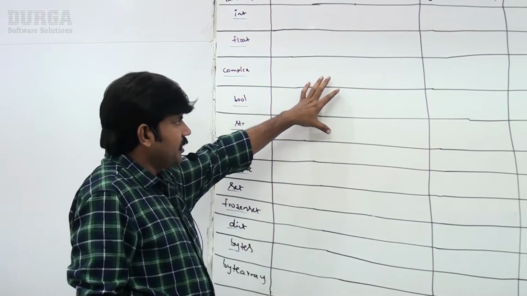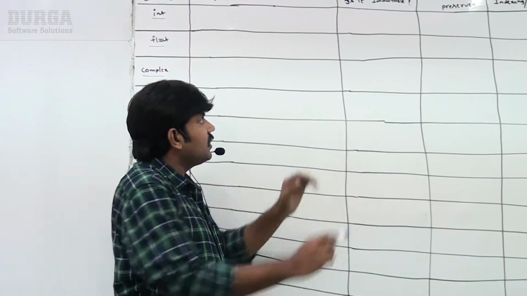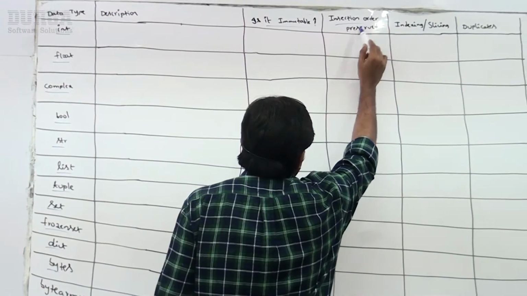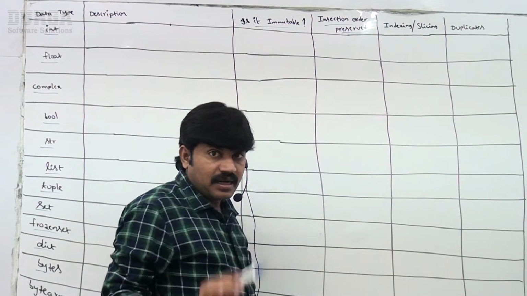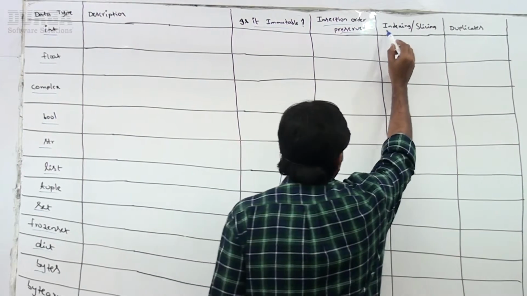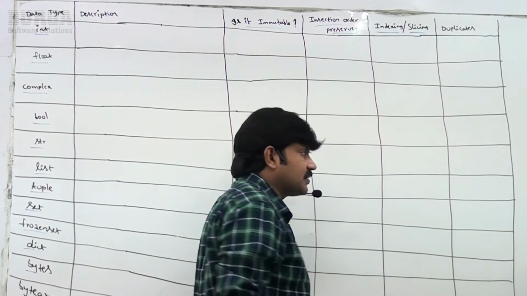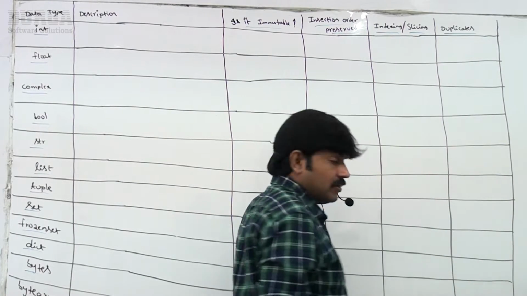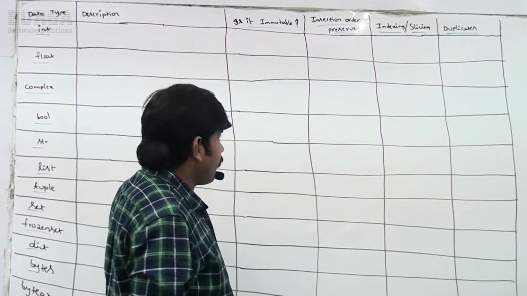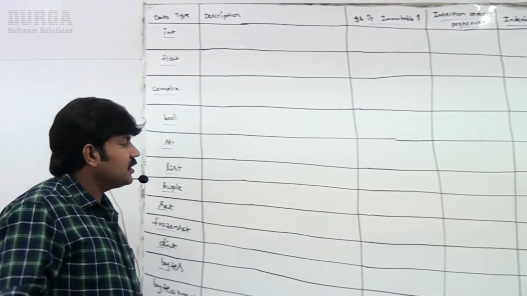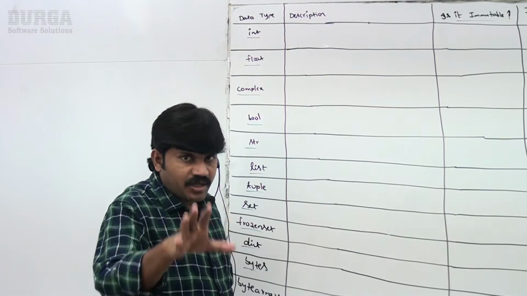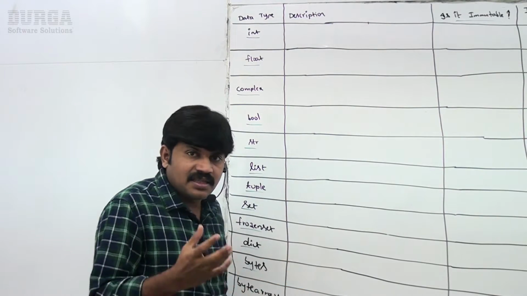Now description. Next, is it immutable or not? Next, order: is insertion order preserved or not? Next, indexing concept and slicing concept, applicable or not. Next, are duplicates allowed or not? With respect to these properties, I want to compare these 13 data types so that you will get much clarity, and it also acts as a revision.